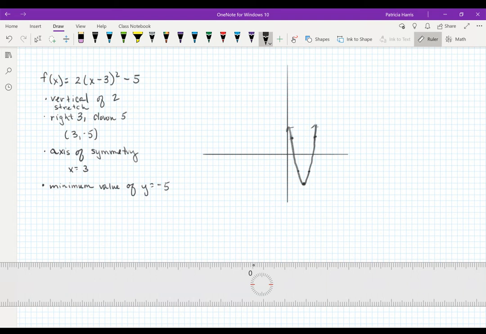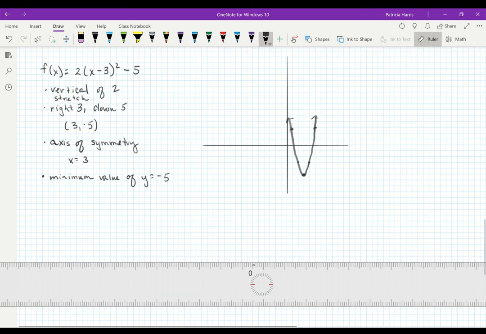All right, here we go. So right 3, down 5. Vertical stretch of 2. And there you go. There's your parabola. Okay. All right. Now, what I'm going to do before we close out is take the same transformations, but now we're going to do it with an absolute value function. So exact same thing, but with an absolute value function.